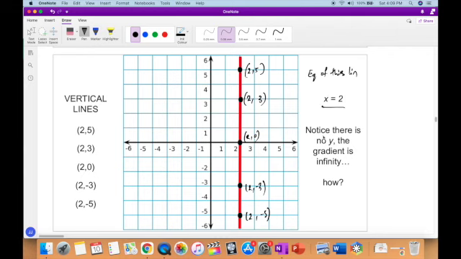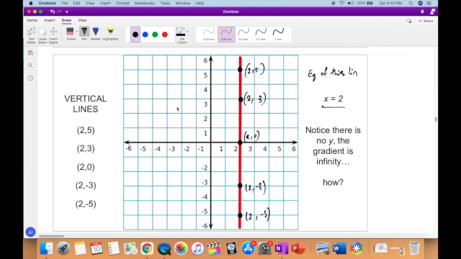is x = 2. Notice there is no gradient, and I want to talk about this after. There is no y. The gradient of a vertical line is said to be infinity. I want you to think about how that could be infinity. The gradient of a vertical line, because we have here x is equal to 2, it doesn't have a y.